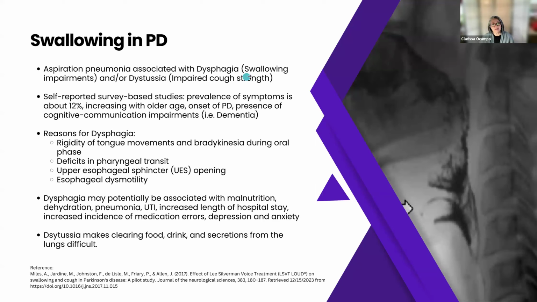So it says that in some of the reported surveys, there's a prevalence of swallowing symptoms in about 12% of individuals with Parkinson's disease. And it usually happens more towards the progression, so towards the later stage of the disease, that individuals will start to experience or develop swallowing difficulties. Now, again, this is all very individually based.